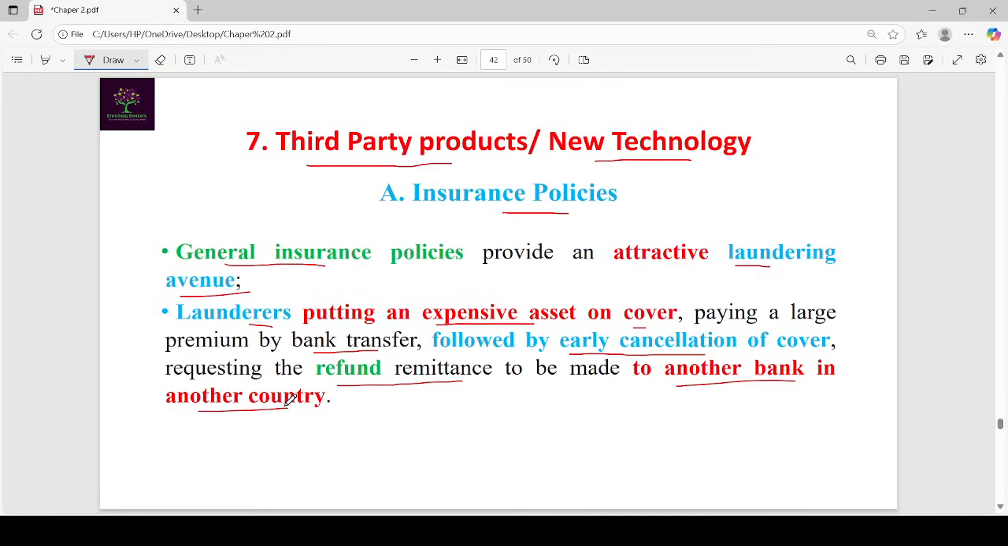Money launderers inject their illegal money by purchasing insurance coverage, and they convert that illegal money into legal money by cancellation of that coverage. That's why this method attracts money launderers, terrorists or criminals for their illegal activity.